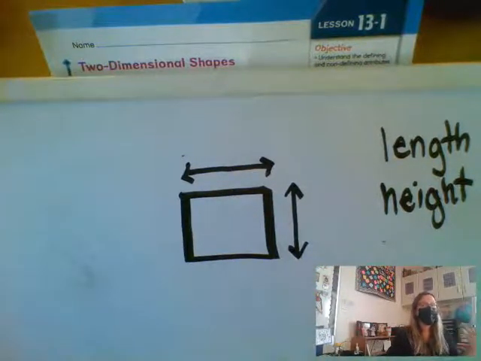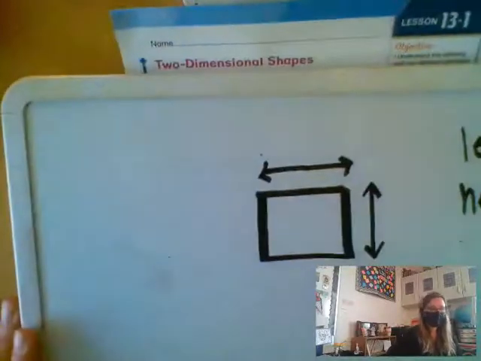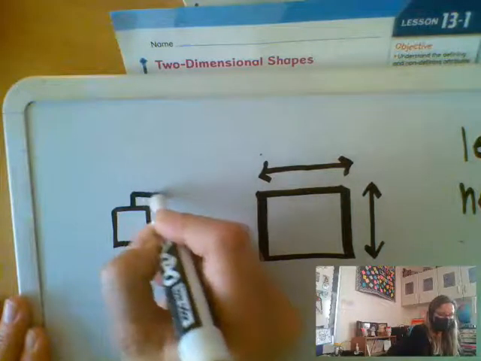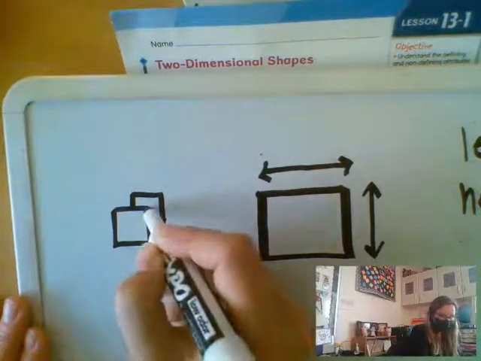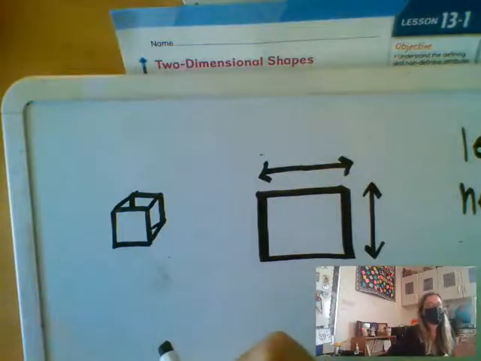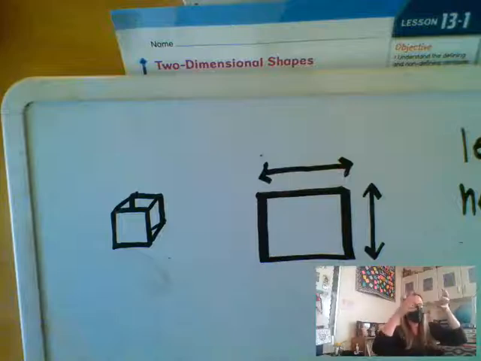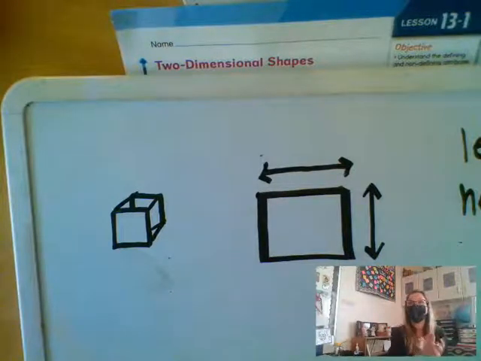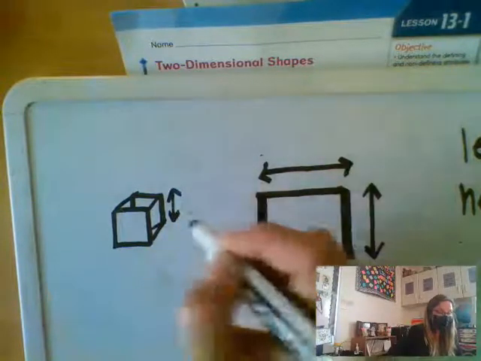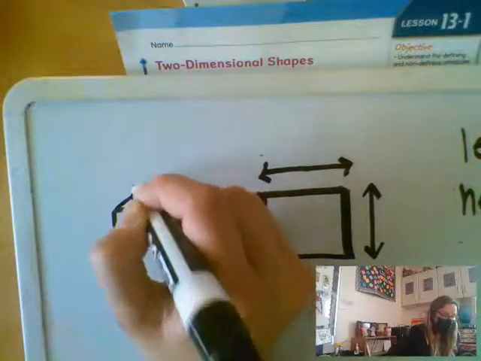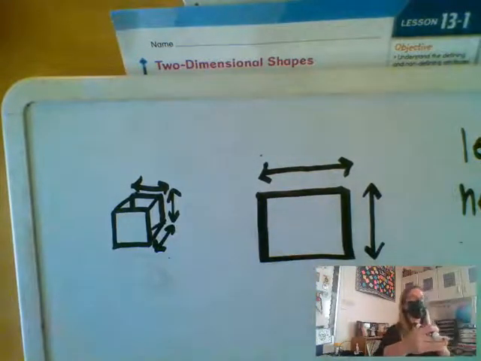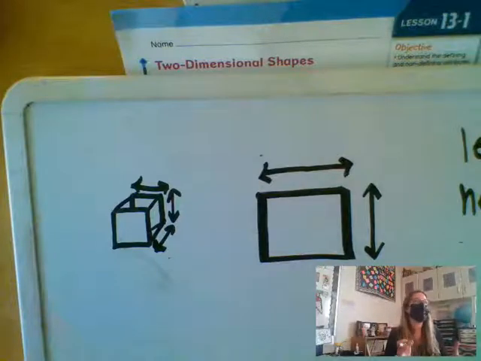2 measurements. A 3D shape, let's take a cube, for example, and bear with my drawing here. A 3D shape is one that I can pick up. It pops off the page. It's a solid shape that I can hold on to. I can measure how tall it is. That's 1 dimension. I can measure how wide it is. That's 2 dimensions. But I can also measure how deep it is. It has depth. So that's the 3rd dimension.